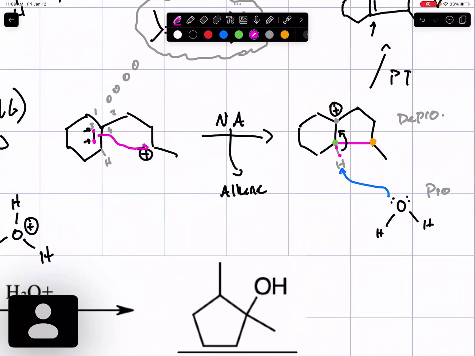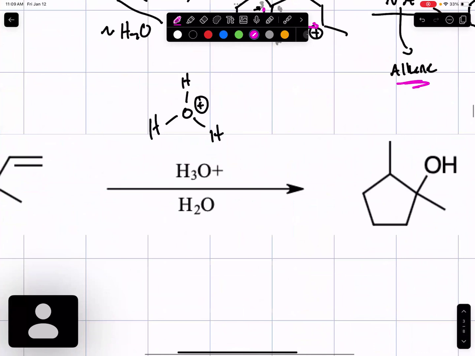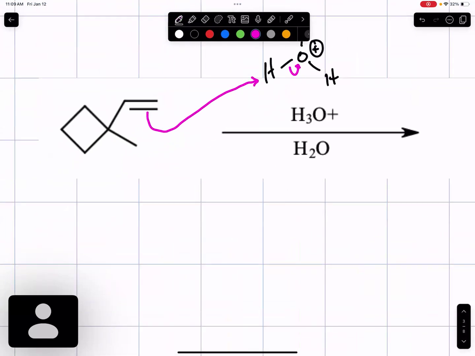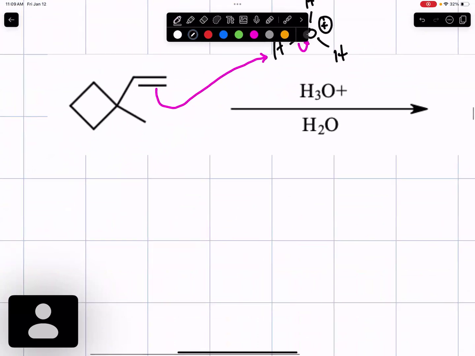The alkene, right? That was the source of electron density. Here we have an alkene. It's a source of electron density. And what we're doing is basically saturating that alkene. And if I saturate this alkene, I'm basically saying that I'm picking up one of these protons, right? I'm picking up one of those protons. Okay, cool.